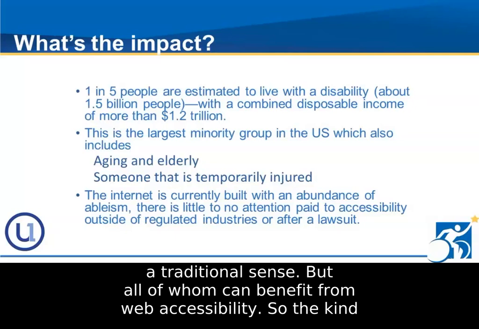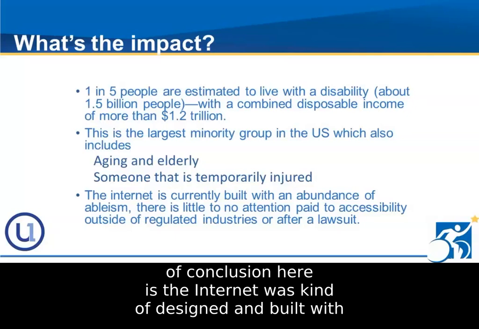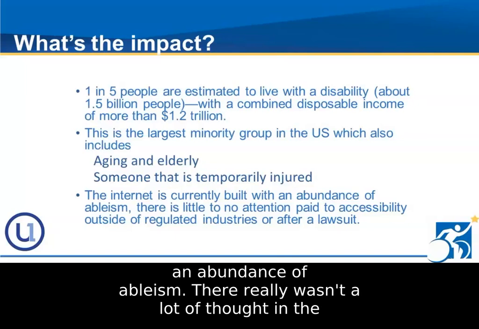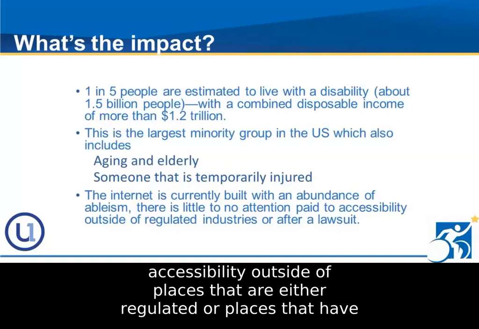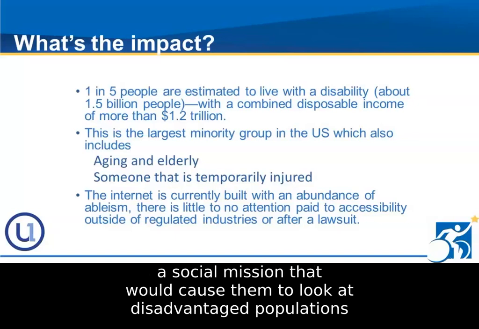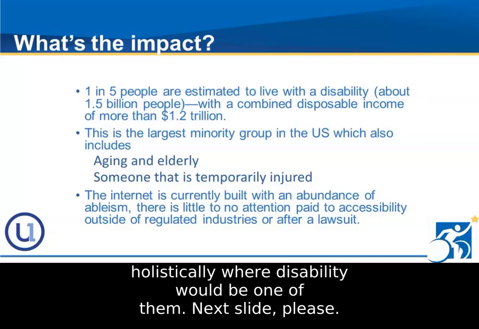So the kind of conclusion here is the internet was kind of designed and built with an abundance of ableism. There really wasn't a lot of thought in the initial architecture of the internet, and there is little attention paid to accessibility outside of places that are either regulated or places that have a social mission that would cause them to look at disadvantaged populations holistically, where disability would be one of them. Next slide, please.